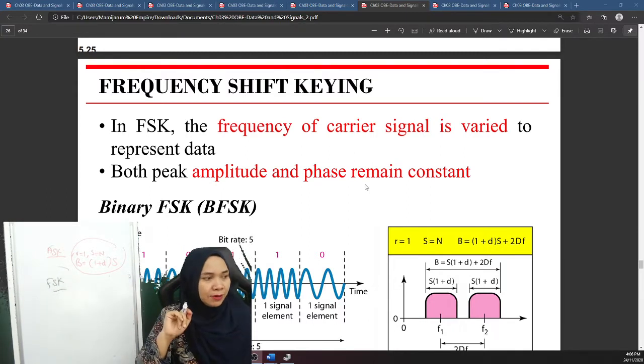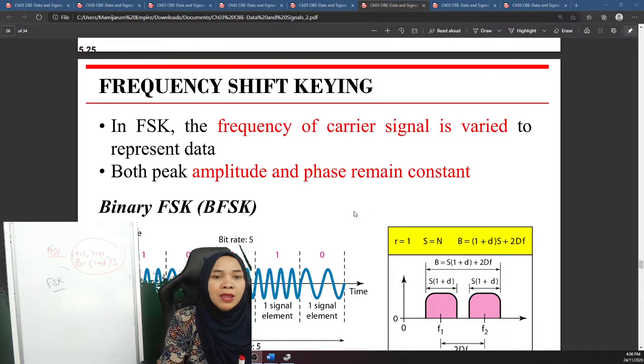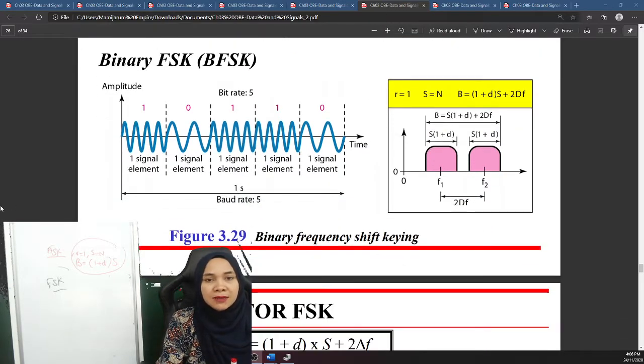FSK method, right? So in FSK, the name is frequency shift key. What changes is the frequency. What remains constant, other than frequency, is amplitude and phase. Right. So now we look at this example of how we convert digital data to analog signal, right? So again, in FSK what changes is the frequency.